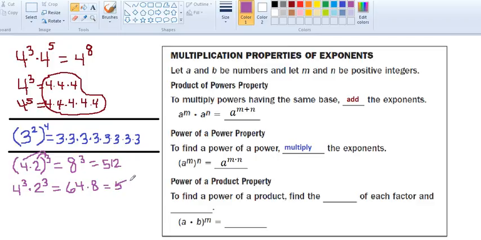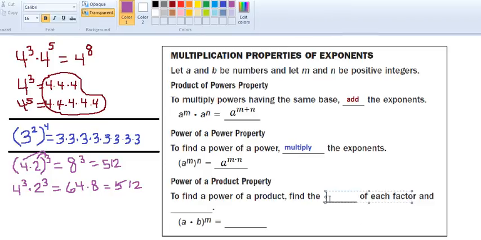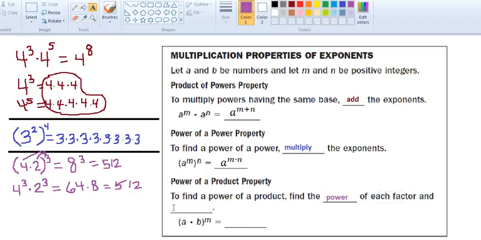Now the property looks like this. To find the power of a product, find the power of each factor and multiply. And finally, you can write this down as this: a to the m power times a to the n power.